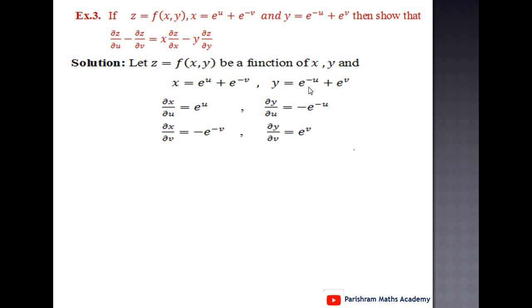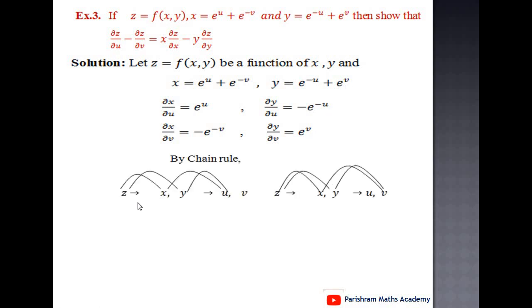Derivative of y with respect to u: derivative of e raised to minus u is minus e raised to minus u, derivative of second term is 0. And derivative of y with respect to v: derivative of first term is 0, derivative of e raised to v is e raised to v. And therefore here z is a function of x and y, which are functions of u and v.